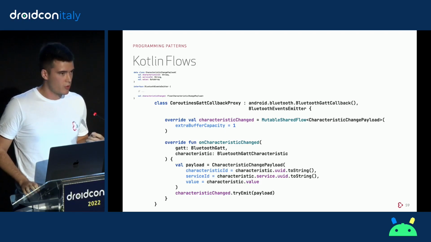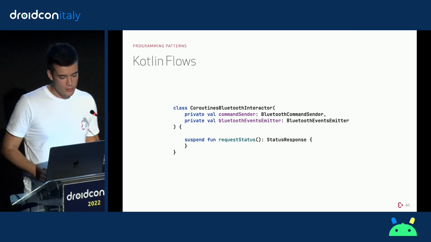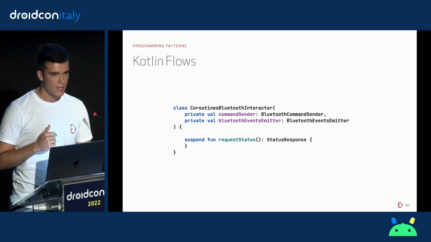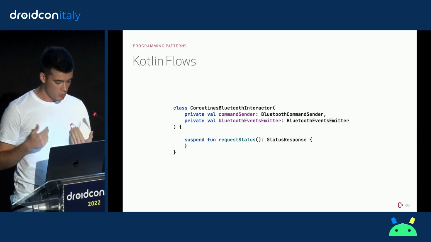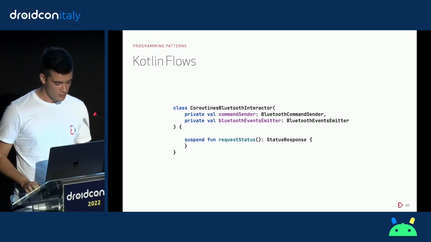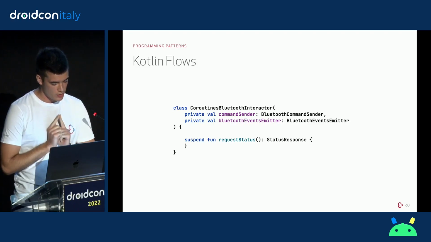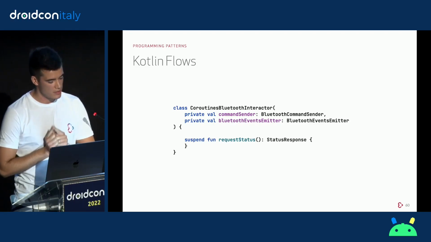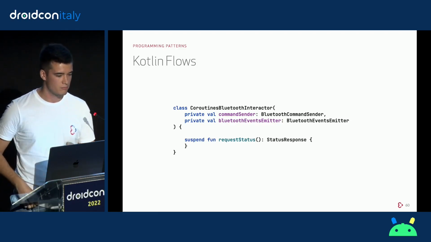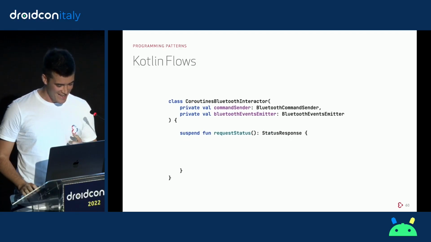So of course, we can use that class with an interactor, like we did before with the callback approach. This interactor is able to send events, and of course to receive those events from Bluetooth. And as you can see here, we have another function, the request status function, which this time is a suspending function, because we're using flows, and we can do some magic also with flows, because that's great.